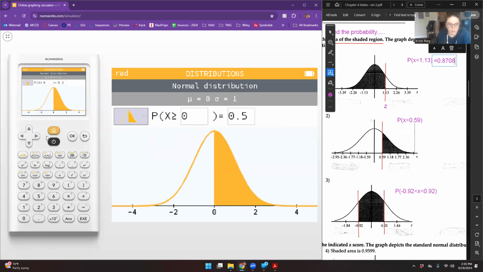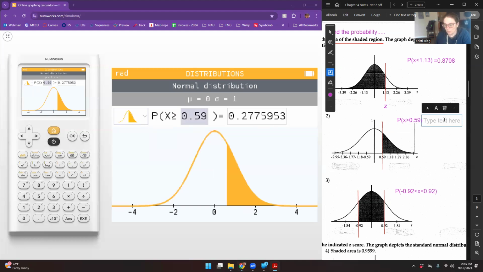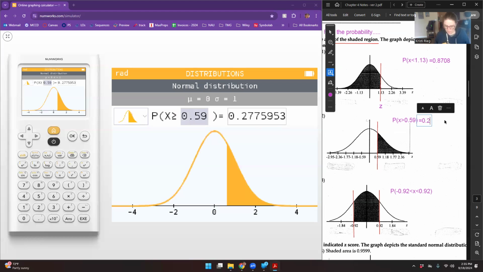I'm going to go over to my 0, and I'm going to change that to 0.59. And now I have my answer for number 2, which is 0.277, and then we'll round up to 6 to get that to 4 decimal places.